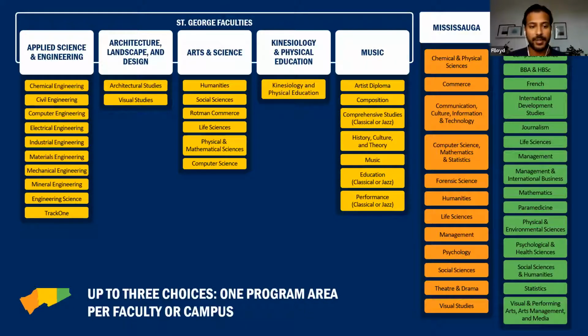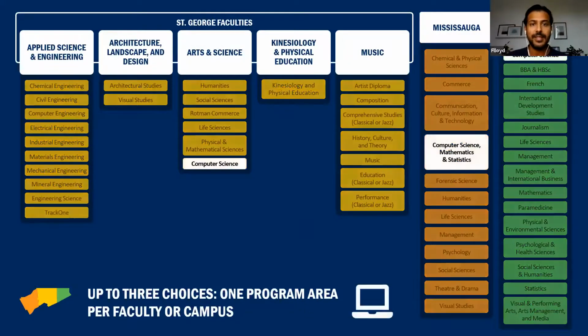So a couple examples of this. Let's say you're interested in computer science. It's a hot one at the moment. Everyone wants to study computer science, except me, because I don't math. So if you were interested in computer science, we have 3 computer science programs at U of T, 1 at the St. George campus, 1 at U of T Mississauga, and 1 at U of T Scarborough. So you could apply once to all 3 of those areas of study.